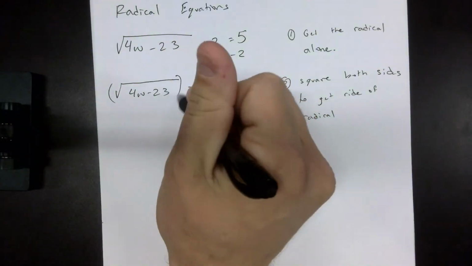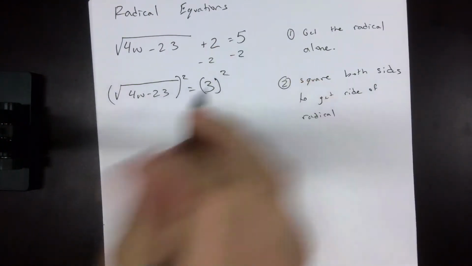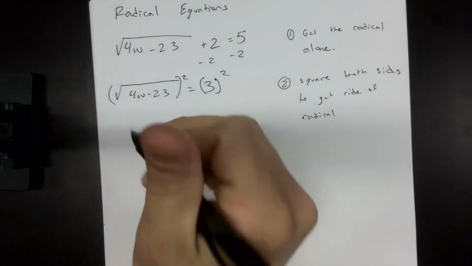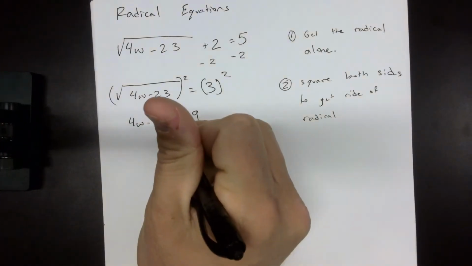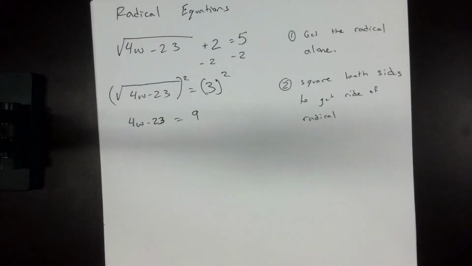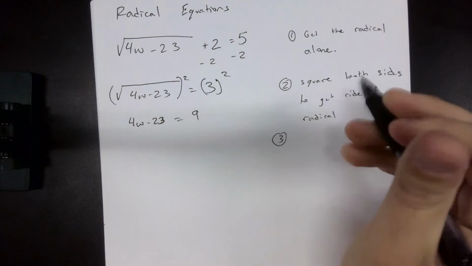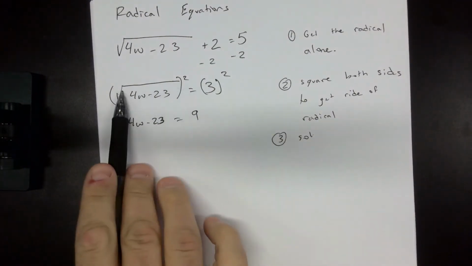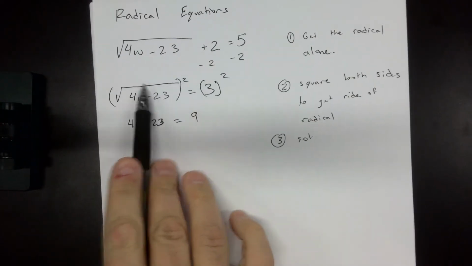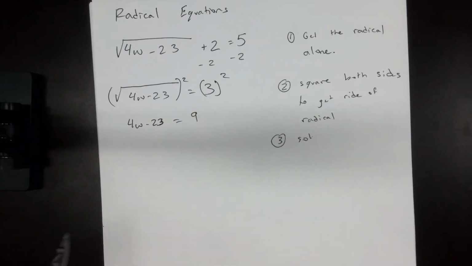So what that means is we're going to square both sides to get rid of the radical, and we're there. Step number 3. So when you square a square root, it cancels it, huh? Yeah, that's all we're doing: we're squaring both sides to get rid of the root.